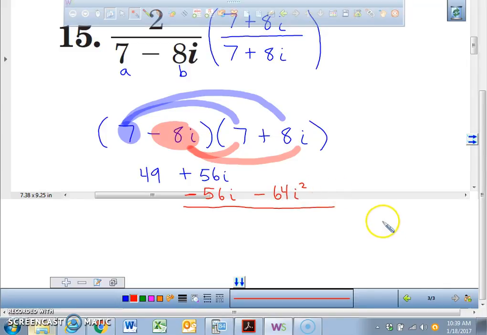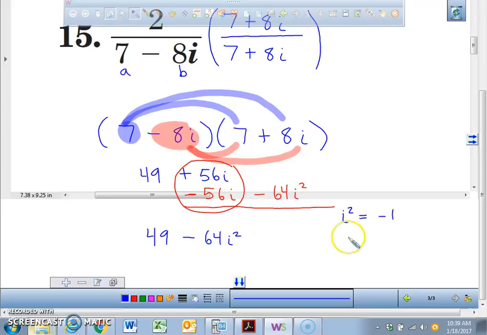squared. The whole purpose of the complex conjugate is for this reason. What happens to all of the i's in the middle? They cancel out. That's the whole purpose of it. Every single time, if you find the correct complex conjugate, the i's in the middle go away. So all we're left with is 49 minus 64i squared.